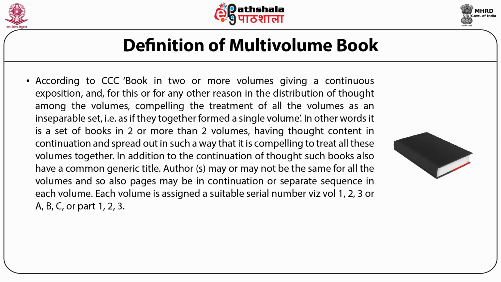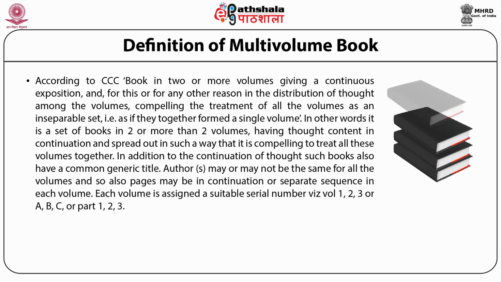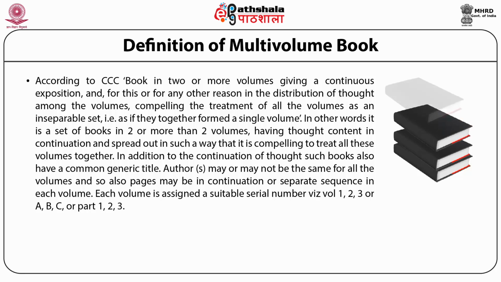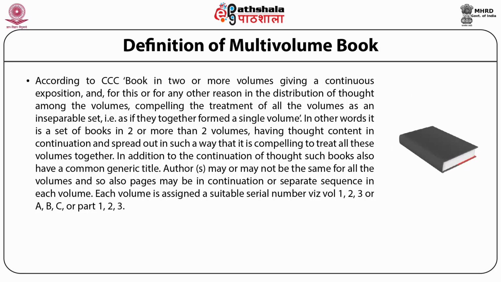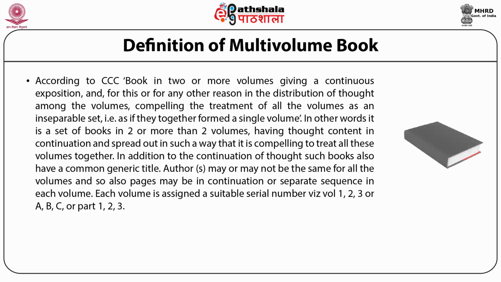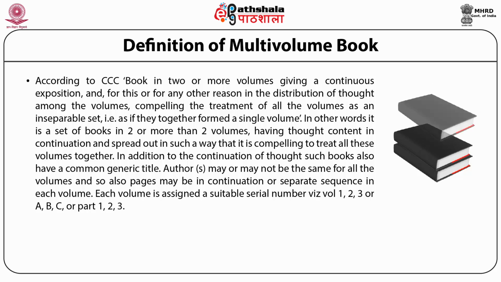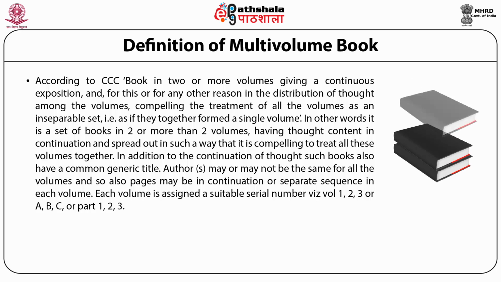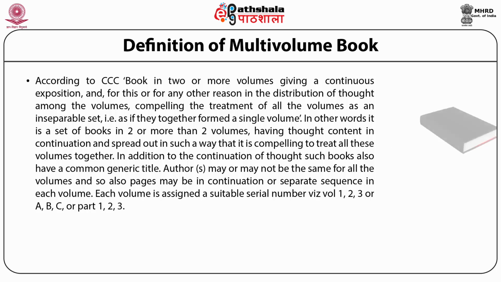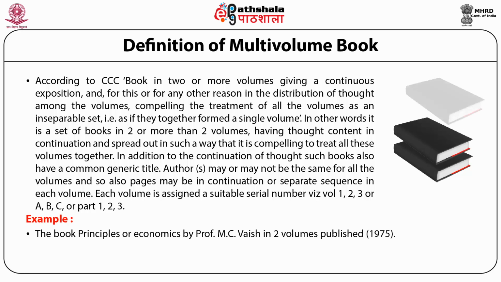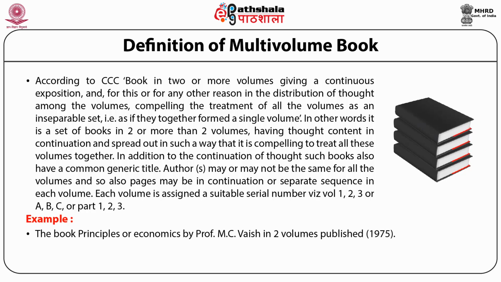In addition to the continuation of thought, such books also have a common generic title. Author or authors may or may not be the same for all the volumes, and so also pages may be in a continuation or separate sequence in each volume. Each volume is assigned a suitable serial number, for example, volume 1, 2, 3, or volume A, B, C, or part 1, 2, 3.